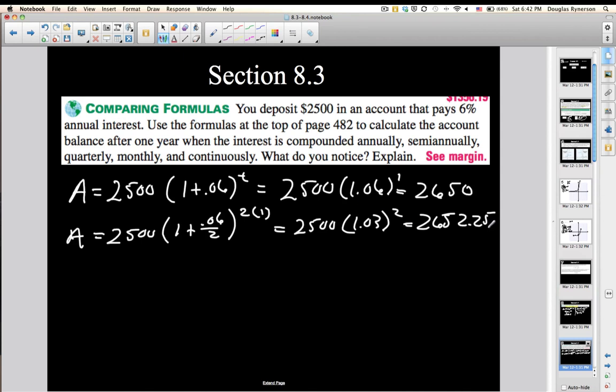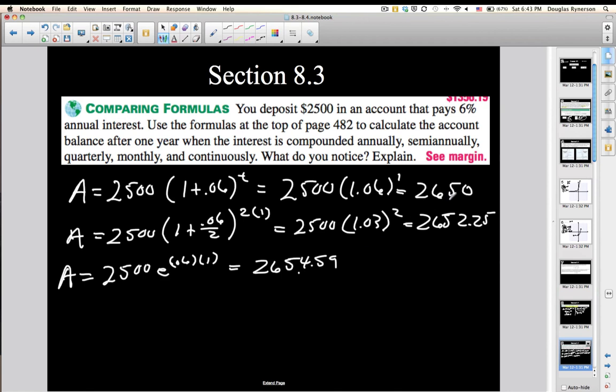So what was it worth to me to compound twice a year instead of once a year? It was worth $2.25, which isn't that much when you're talking about $2,500 for 1 year. When you're talking about $25 million for several years, this makes a huge difference. Okay, and now we're going to look at continuously. My account balance will be equal to my principal times e to the rt power, so 0.06 times 1, so the 0.06 power, and that would be equal to $2,654.59.